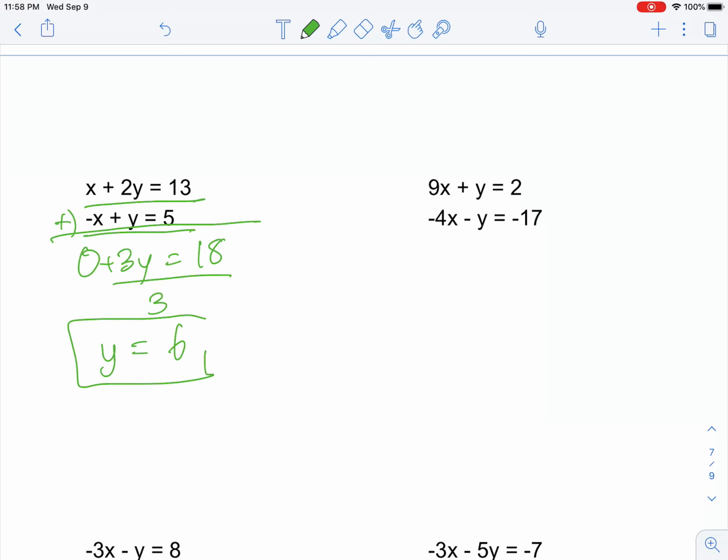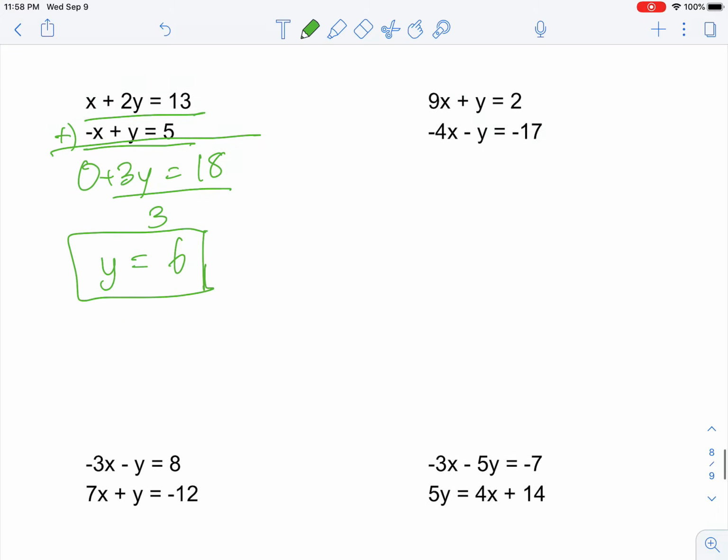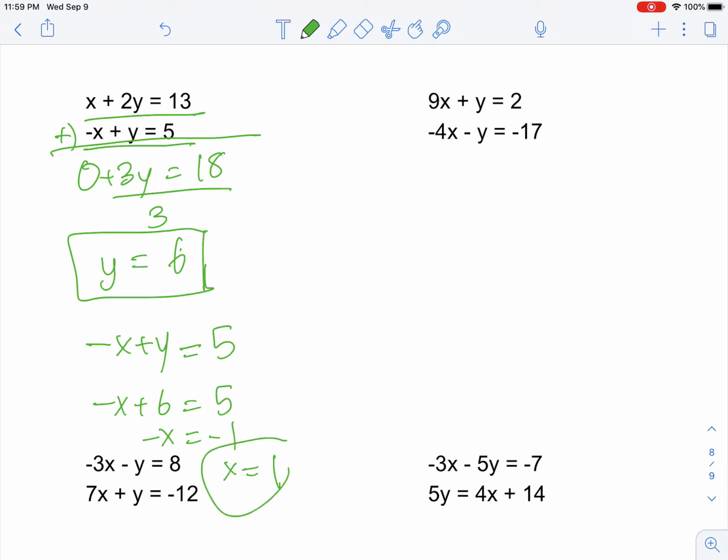Now, you have your y value, but you don't have your x value. So I'm going to choose the second equation, negative x plus y equals 5. Substitute the value. So you get negative x plus 6 is equal to 5, and you get negative x is equal to negative 1. Now, you divide by the negative on both sides, and you get x equals 1. That means that the solution is (1, 6).